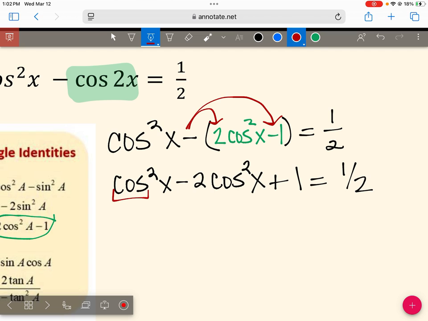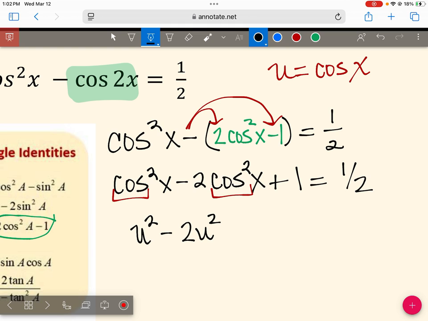So I think this might be a good time to do a little substitution here. So we're going to say u is cosine. So we have u squared minus 2u squared plus 1 equals 1/2. Go ahead and try to solve that for u.